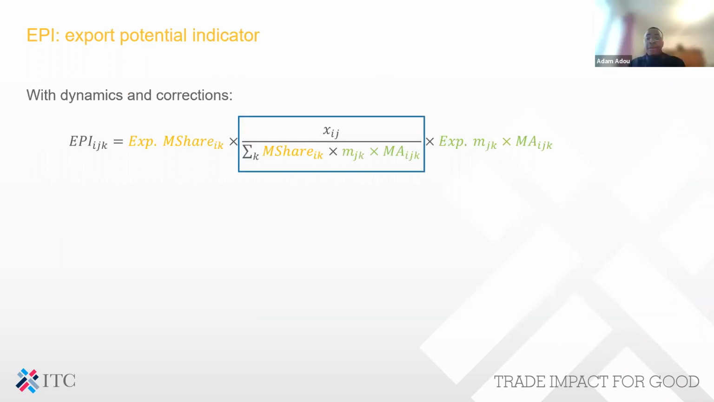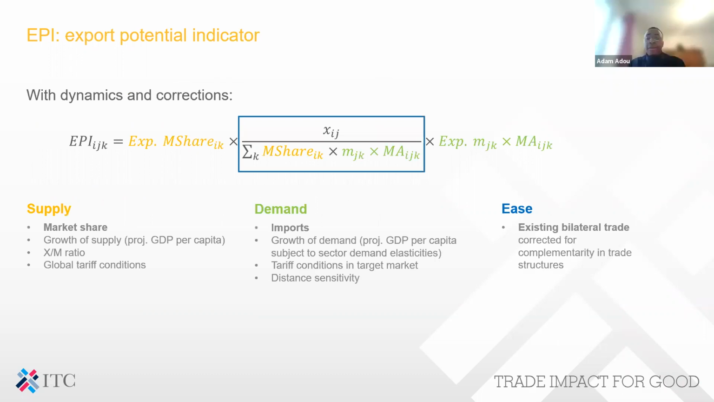So let's dig a little bit into the methodology. Here you have basically the formula behind the EPI. What we call EPI is the export potential indicator. This is the indicator that will give you the potential for a specific product exported to a specific market, or even the potential for a sector or a subsector.